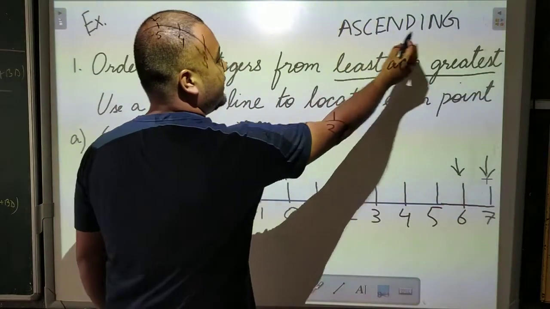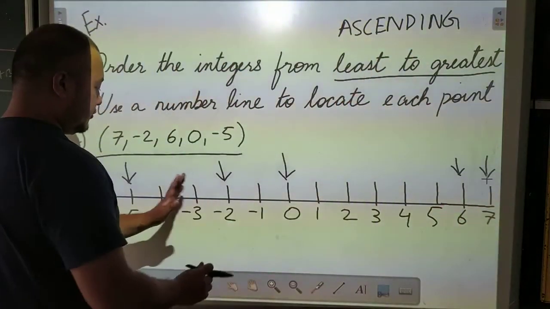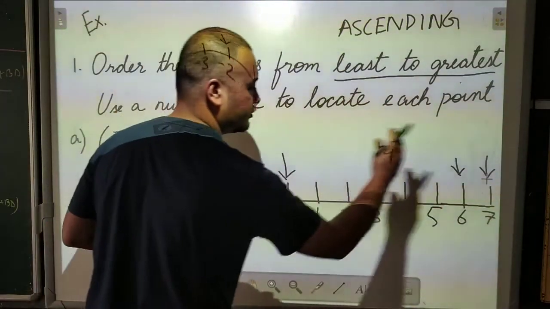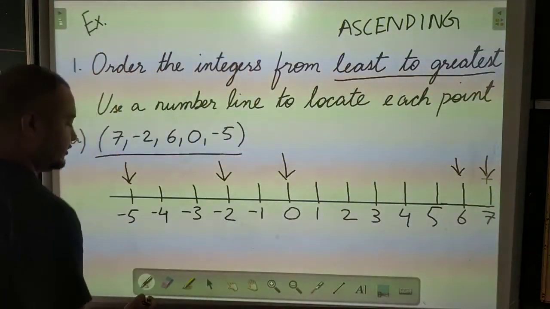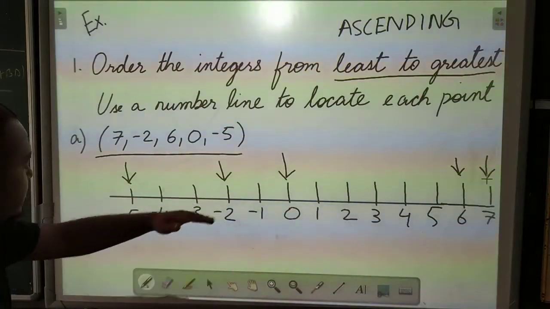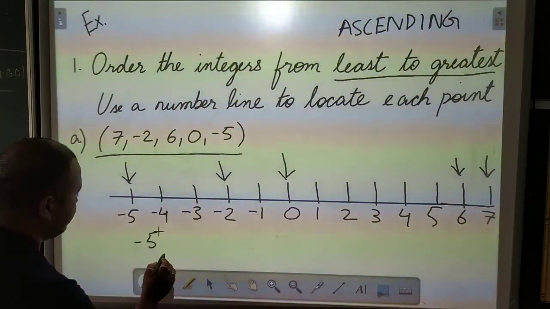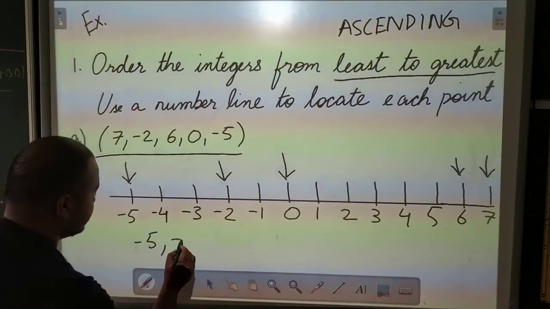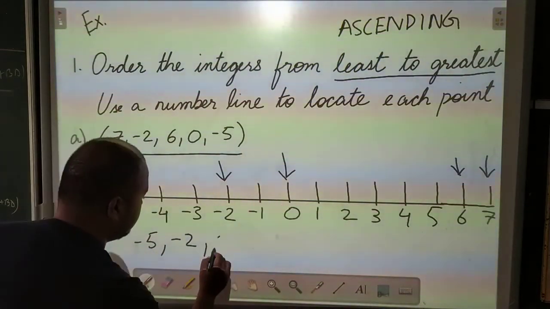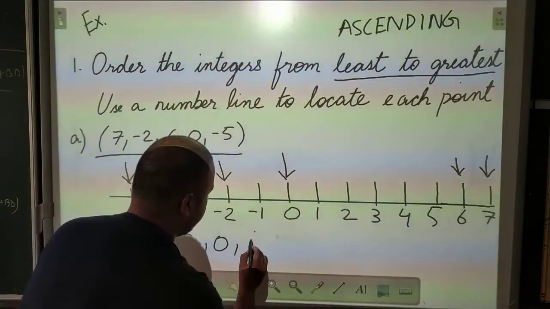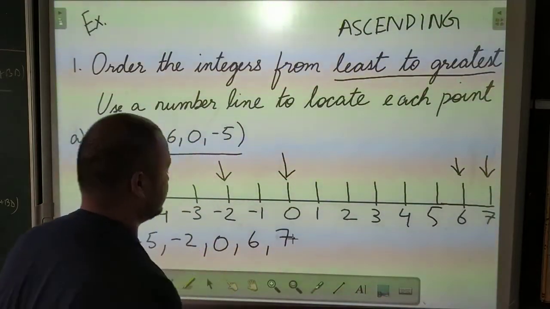So now it is in ascending order. You know that numbers on the left are smaller than the numbers on the right. So which is the smallest number? You start from the left. So in ascending order it is minus 5, then we have minus 2, then 0, then finally 6 and then 7.